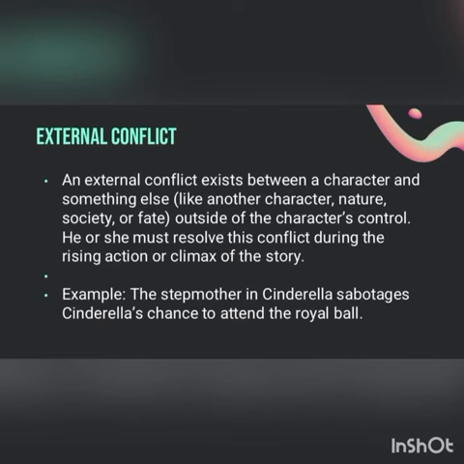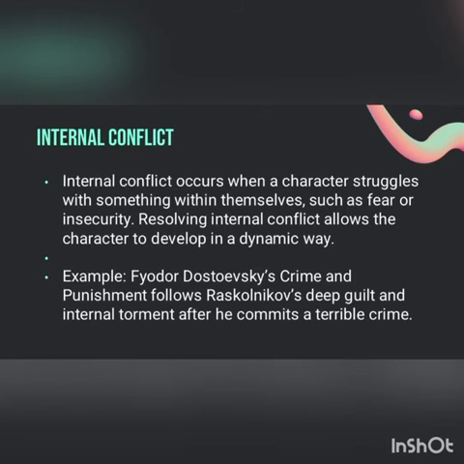Then there is the internal conflict. The internal conflict occurs when a character struggles with something within themselves, such as fear or insecurity. Resolving internal conflict allows the character to develop in a dynamic way. Example, Fyodor Dostoevsky's Crime and Punishment follows Raskolnikov's deep guilt and internal torment after he commits a terrible crime.